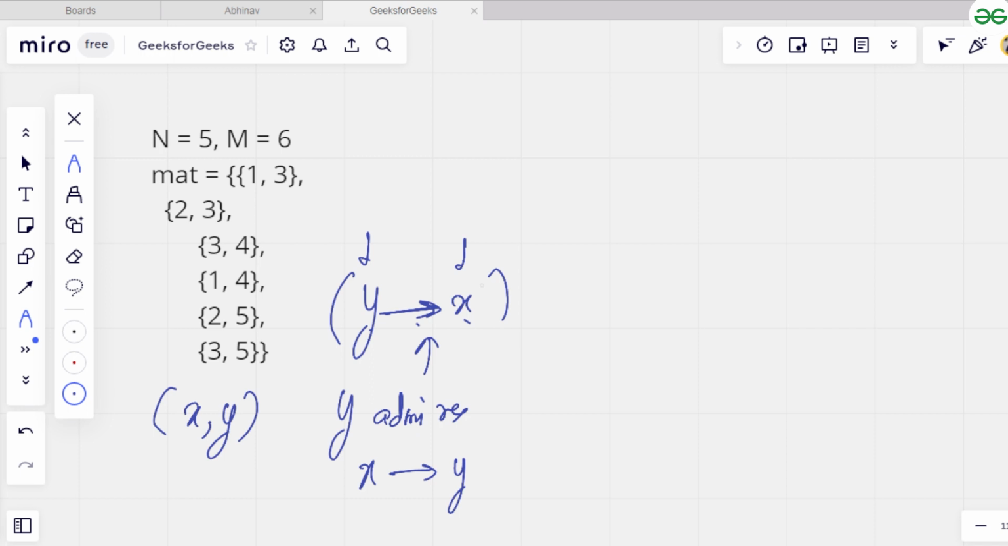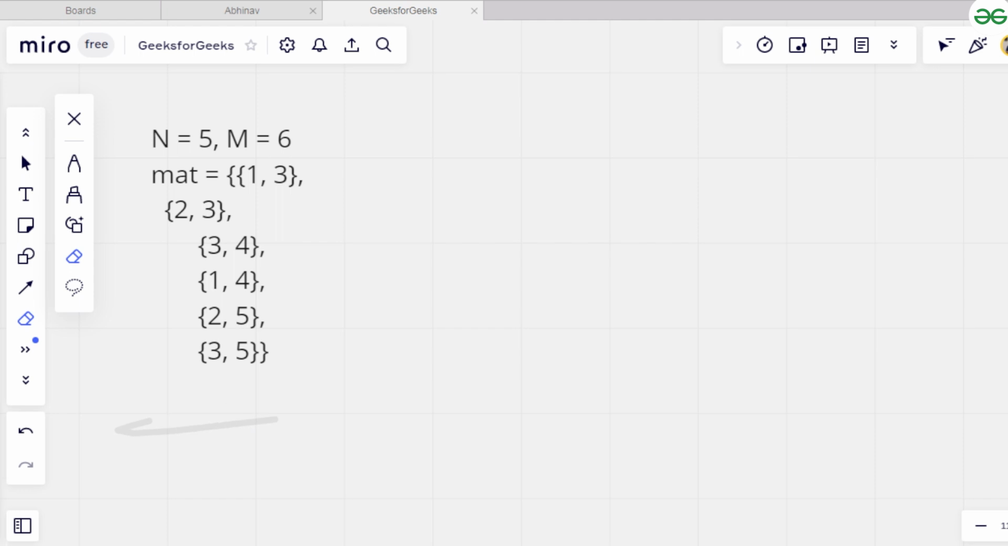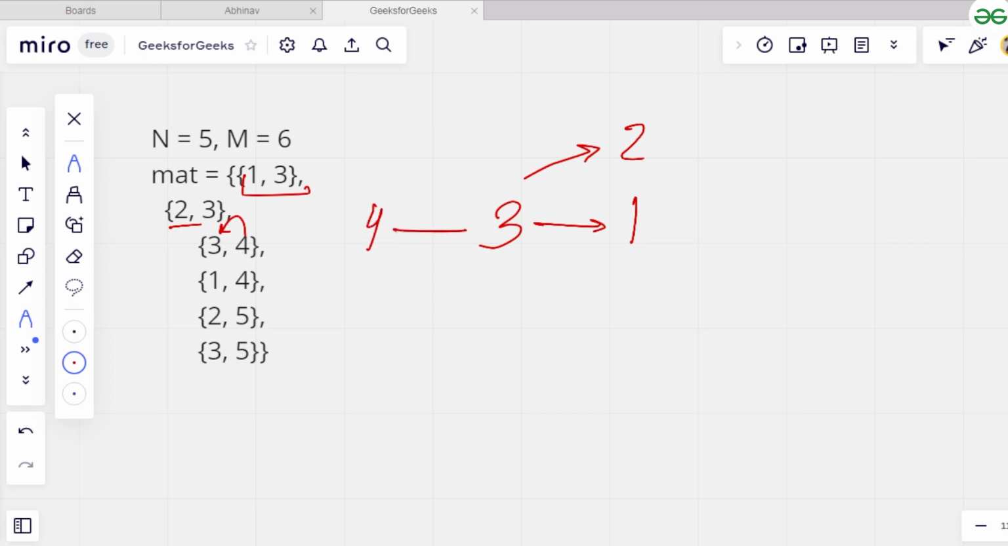Now let's first plot all the relations which are given to us. We will plot all the 6 relations in this particular test case. See here what is given to us. First is 1 3, meaning 3 admires 1. We can write it like this: 3 admires 1. Now 2 3 means 3 admires 2 also, so we can write 3 admires 2. Now 3 4 means 4 admires 3, so we can write 4 admires 3.